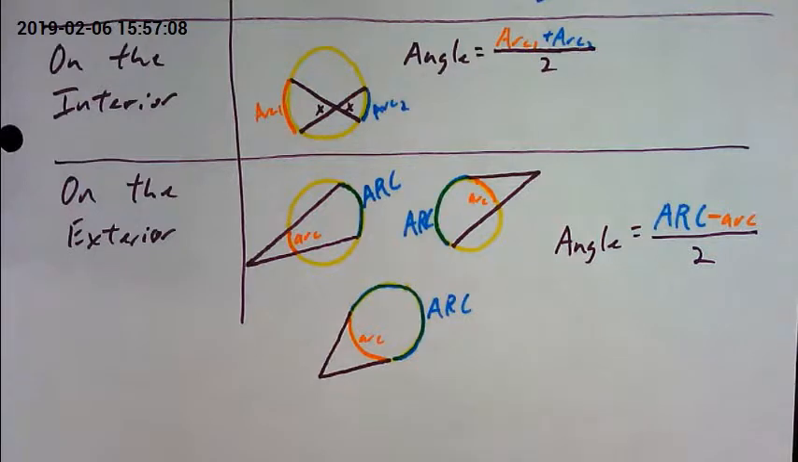If it's at the center of the circle, it's the same as the arc. If it's on the circle, then it's half of the intercepted arc. If it's in the interior, you could say it's the average of the two intercepted arcs, or you could say it's half the sum of the two intercepted arcs. For the exterior, it's half the difference of the intercepted arcs. That's the difference between those properties.